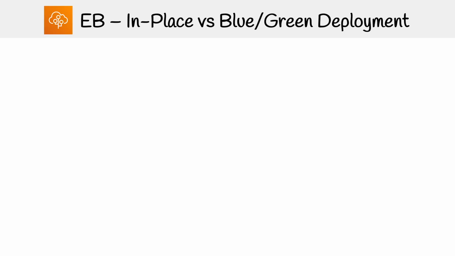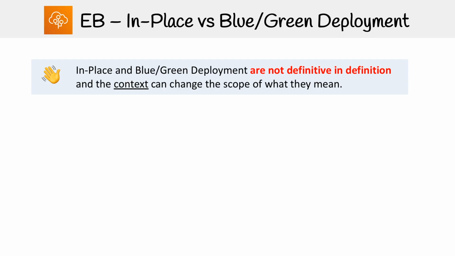So let's take a look at in-place versus blue-green deployment here. And these terms are confusing because they're not definitive in definition, and the context can change the scope of what they mean. So it's important to learn these not just for Elastic Beanstalk, but for DevOps in general. So we're going to spend a little bit of time here making sure you really know this stuff inside and out. So Elastic Beanstalk by default performs in-place updates, and that's all the deployment policies we've been looking at. They've all been considered in place.